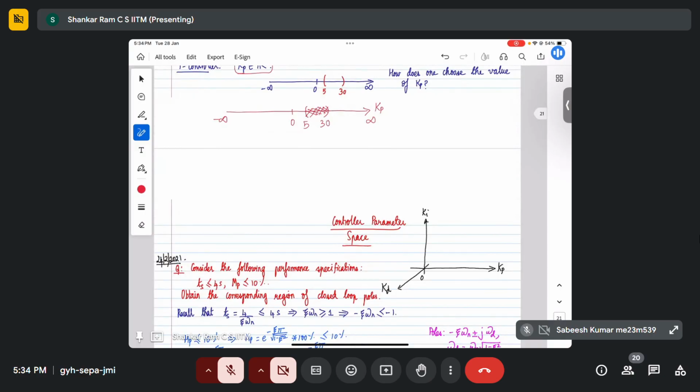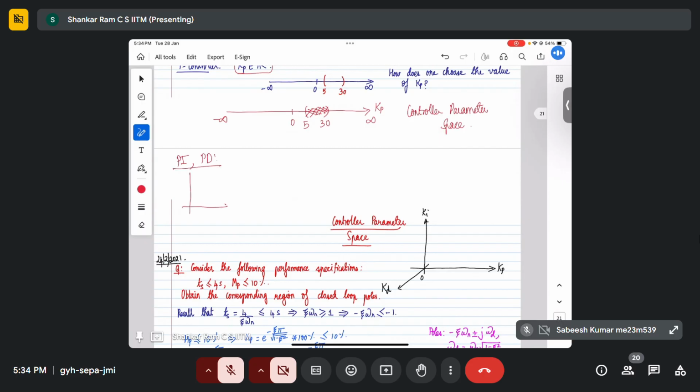So in general, this is what is called a controller parameter space. What is a controller parameter space? It is a graphical visualization of these controller parameters, and figuring out what range will give us stability and performance and so on. If we have only one controller parameter, like in proportional control, the controller parameter space is a straight line. Suppose we have PI or PD.